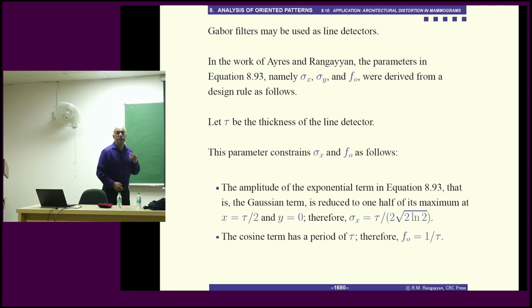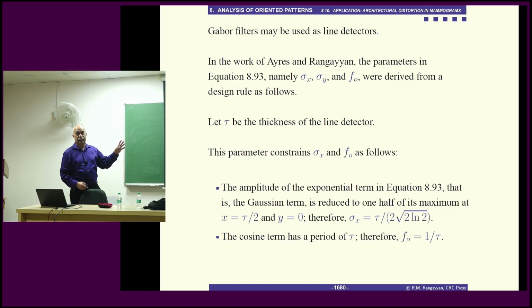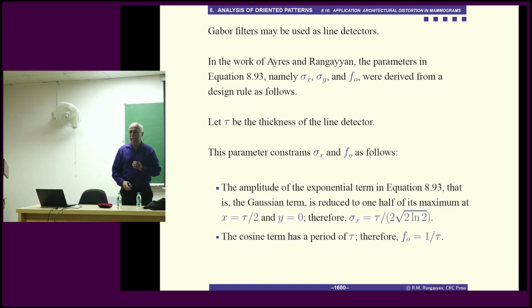So a few design considerations were put in. These are different from what you have seen for the other Gabor filters. So for this application, we said we want a line detector. We want the Gabor filter to detect lines of varying thickness and varying orientation and possibly varying length before the curvilinear structure changes orientation. So let tau be the thickness of the line detector.